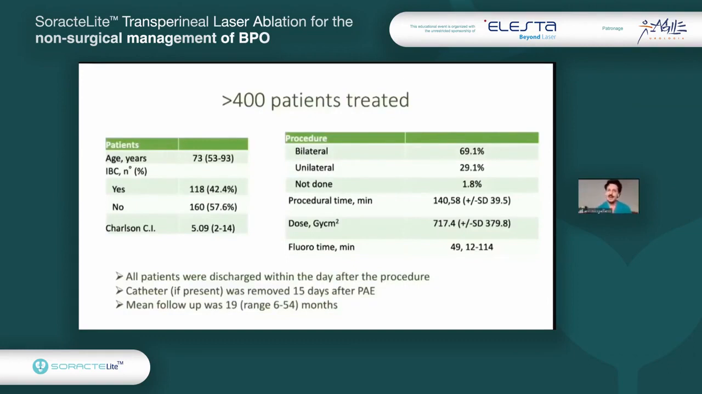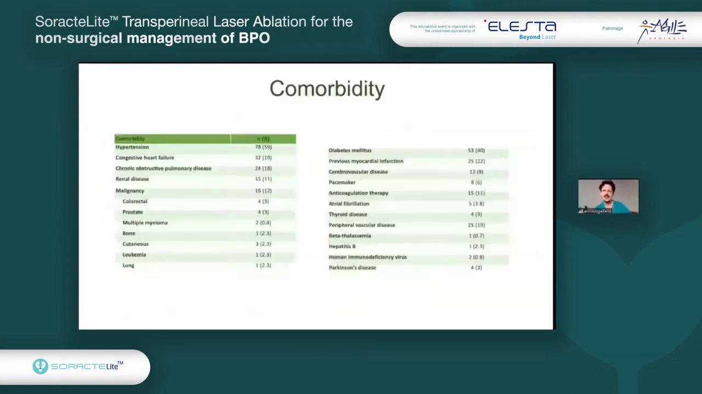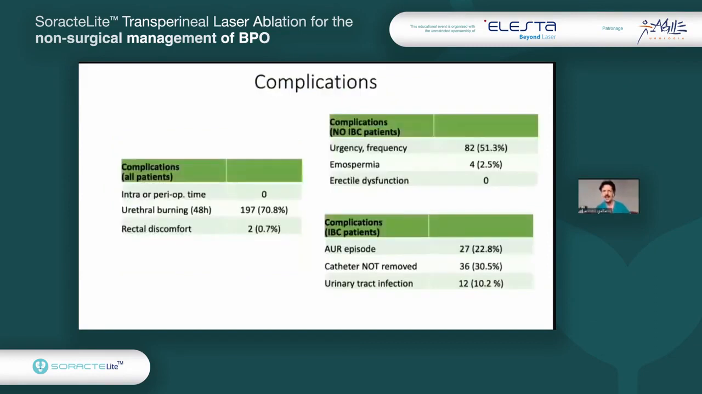Okay, but still there are 40% of these patients that had a catheter. They were referred to us because they had a catheter and wanted to be operated, but we did not have room in our operating room to operate on them. And so we confirmed that mostly there were patients with lots of comorbidities, as you can see from this slide.